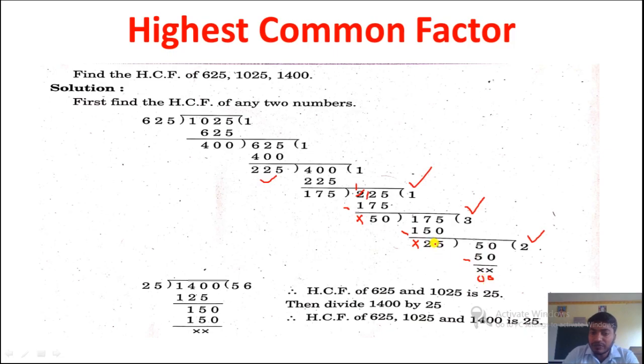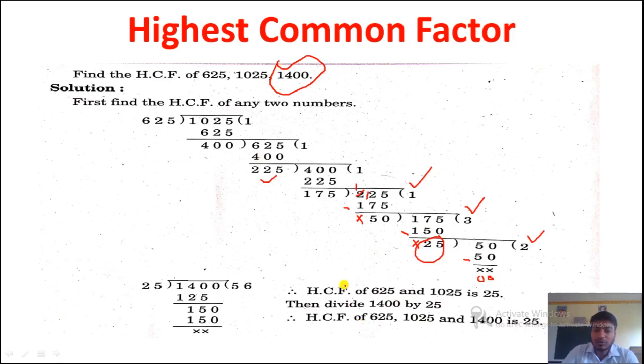And which divisor is giving 0? 25. So this is the HCF of 625 and 1025. Therefore, the HCF of 625 and 1025 is 25, because this 25 is giving remainder 0. But here we have another number also, 1400.